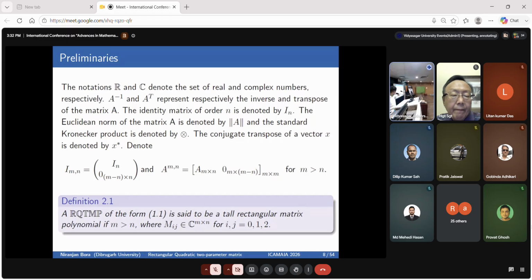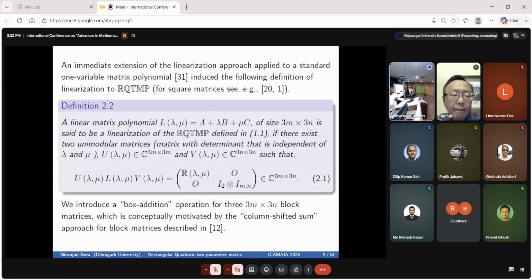So already we explained that when the number of rows is greater than the number of columns, then such type of matrix is called a tall matrix. And this is the primary assumption.